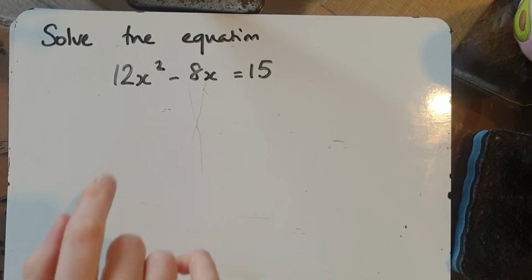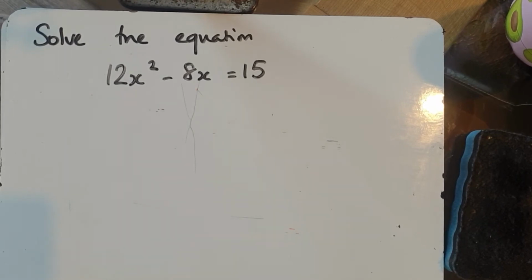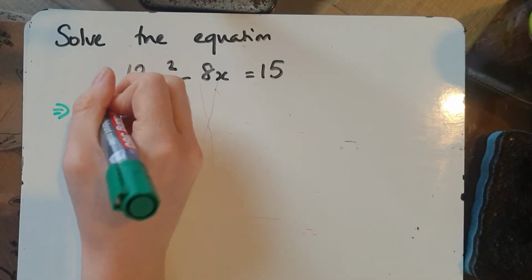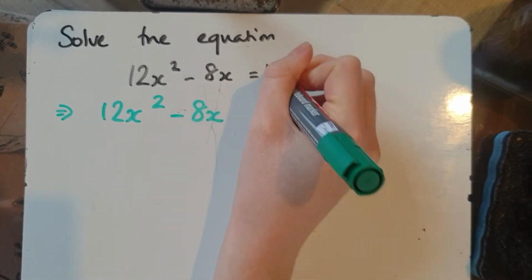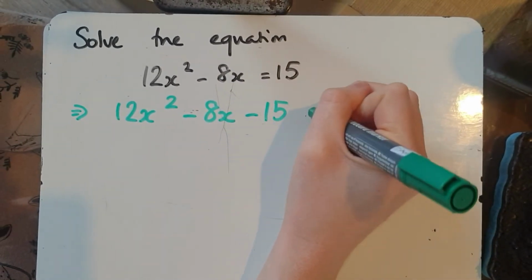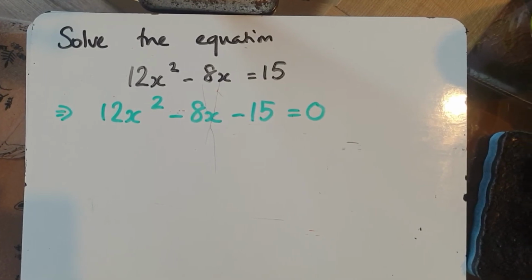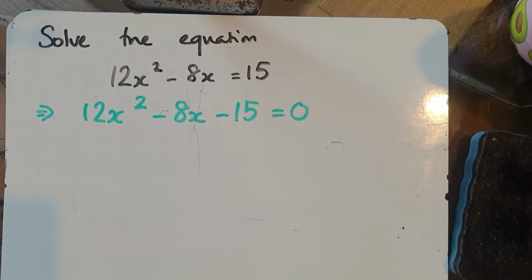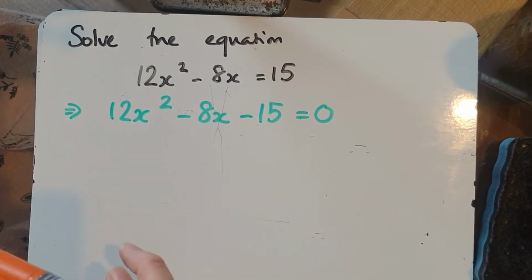Solve the equation 12x squared minus 8x equals 15. This is exactly the same as the last example. It's just that all we need to do is change this into a quadratic that is equal to 0, and we're going to do that by subtracting 15 from both sides. Now it's just a quadratic to solve. And we're going to do the same as we did before.